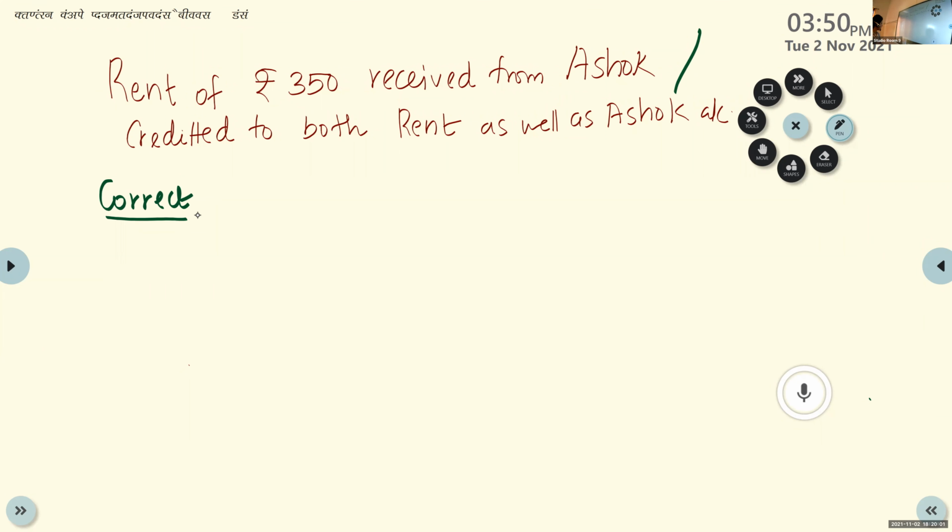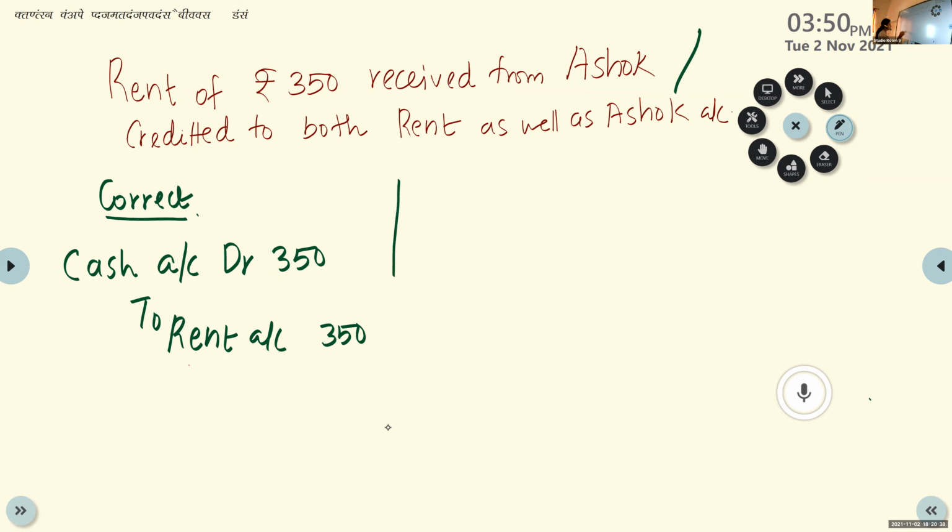Yes, Akshay, can you tell me the answer? Rent of rupees 350 received from Ashok. What is the journal entry? Cash account debtor to rent. Yeah, right answer. So rent is received in cash. So cash increases, cash account debit rupees 350 to rent account. This is the correct journal entry. Very good, Akshay.